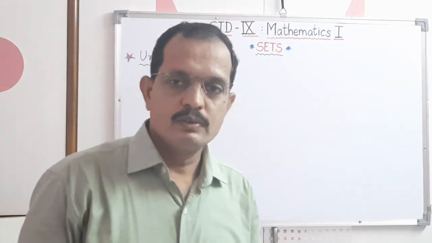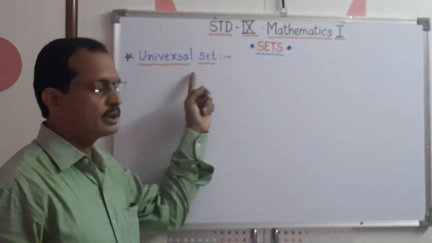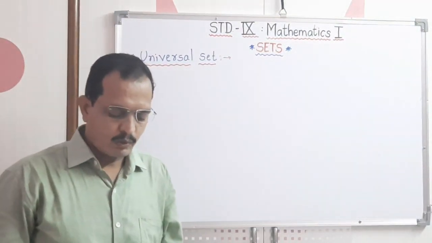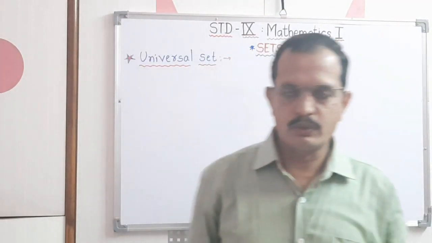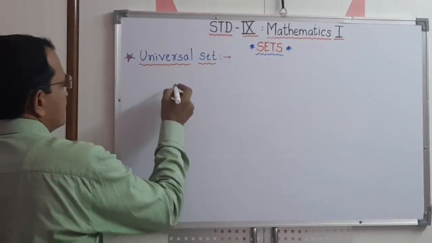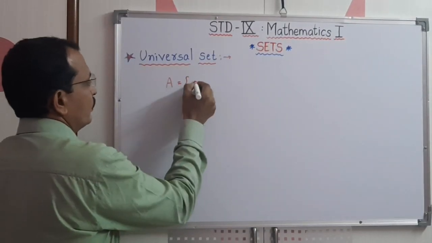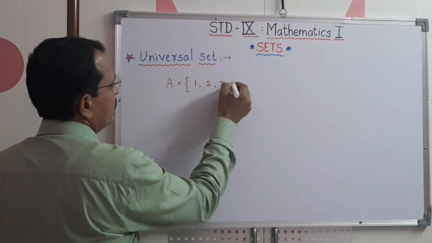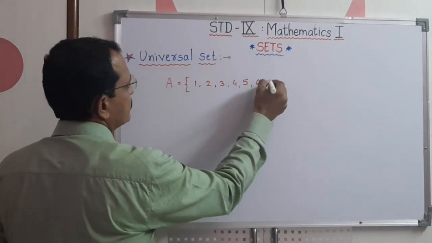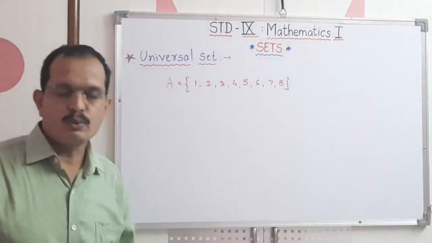Dear students, now we have to see the new topic, that is universal set. I have already told about universal set. Now see here, suppose set A is given: 1, 2, 3, 4, 5, 6, 7, 8. These are the elements of set A.